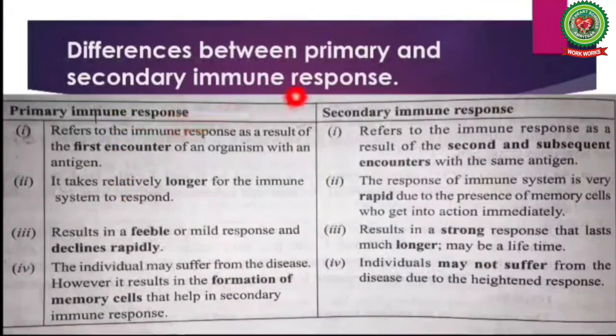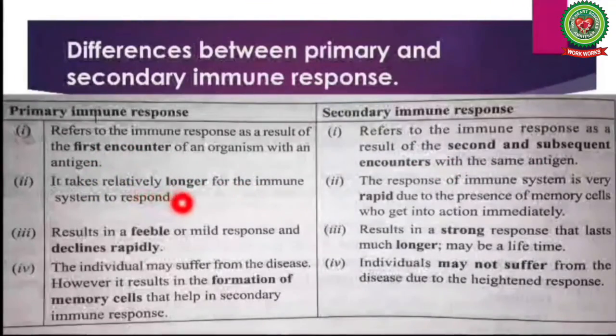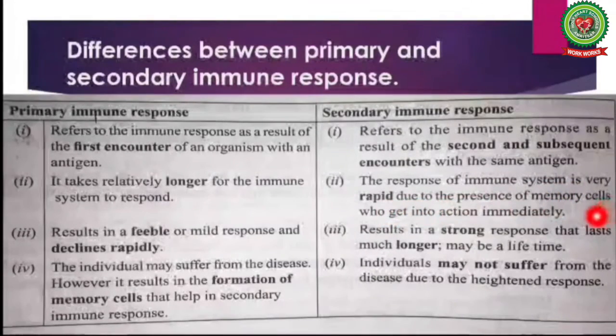So, difference between primary and secondary immune responses. Primary immune response refers to the immune response as a result of the first encounter of an organism with an antigen, whereas secondary response refers to the immune response as a result of the second and subsequent encounters with the same antigen. Primary immune response takes relatively longer for the immune system to respond, and in secondary immune response, the response of the immune system is very rapid due to the presence of memory cells who get into action immediately.